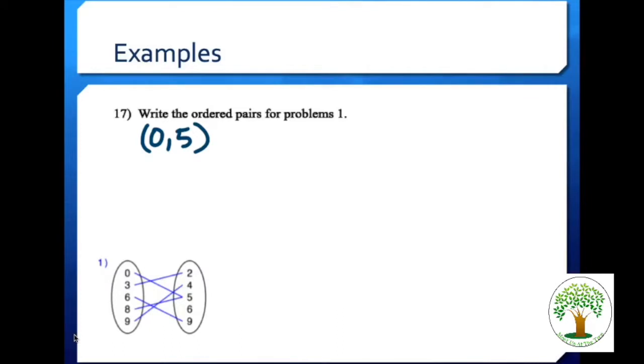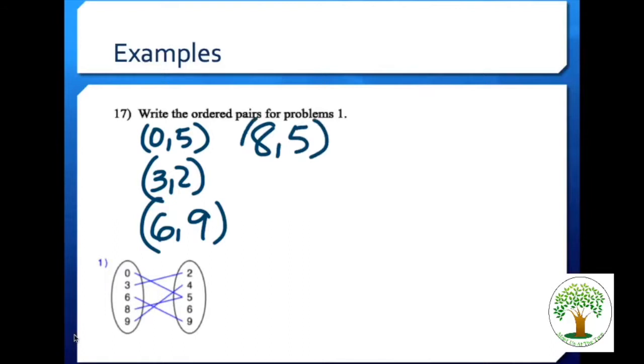What's another one? 3 comma 2. How do we write these? You can go down or across, I don't mind. 6 comma 9, good job. 8 comma 5. Yes. And 9 comma 4. Okay. And please verify that he got those correct. Yeah. All right, that is number 17.